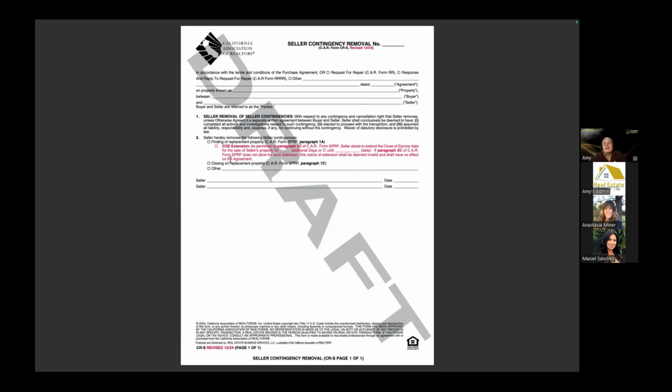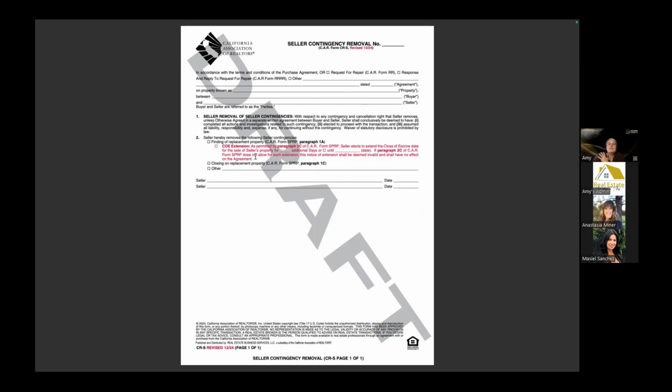It has that once the seller enters into contract, when they serve notice that they're removing the contingency of finding the replacement property, that they can extend the close of escrow up to blank days. Okay, that's on the SPRP. This is now giving you that option that, hey, we're removing our finding replacement property contingency, and we're going to extend that close of escrow as permitted on the SPRP form. So you have to fill out that section on the SPRP form. What that does is it allows us to match up the sale of the seller's property with the closing of their new property, so they aren't homeless for 2 weeks in the middle.